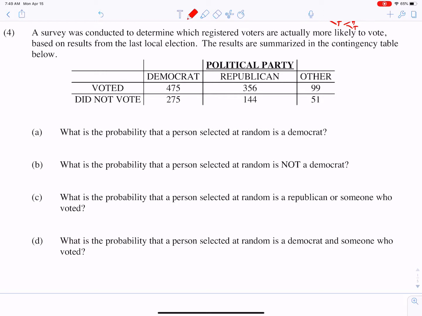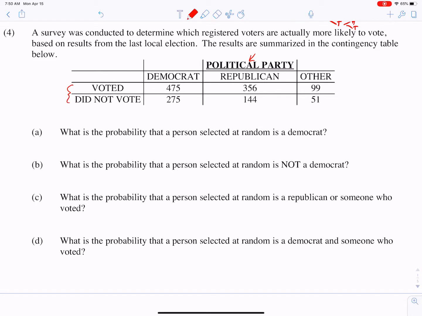A contingency table is also known as a two-factor table. It just gives you two different factors and it's broken up in two different ways. In this case, we have political party right here. Then we have whether a person voted or did not vote over here.